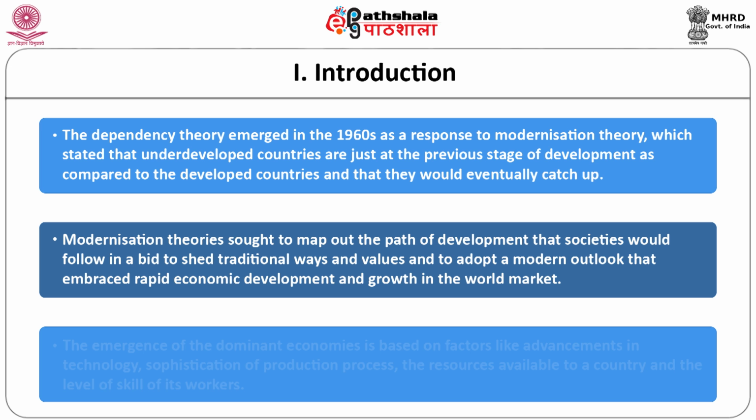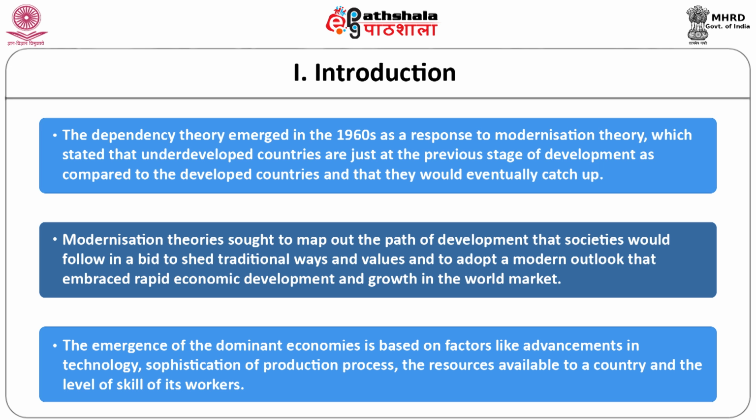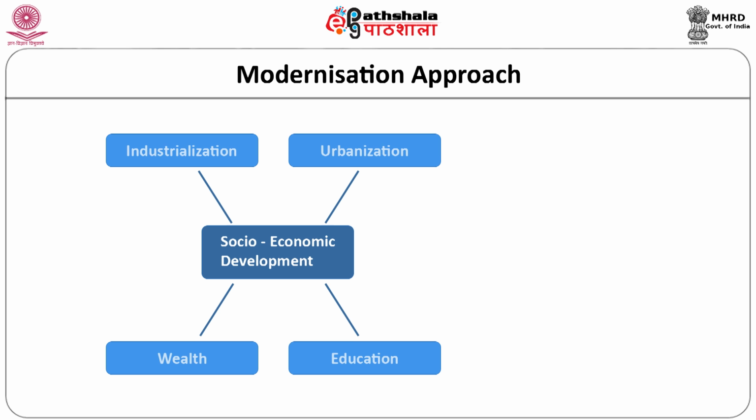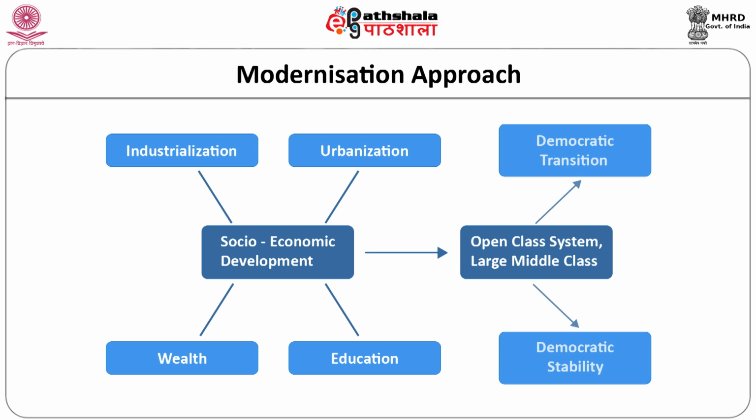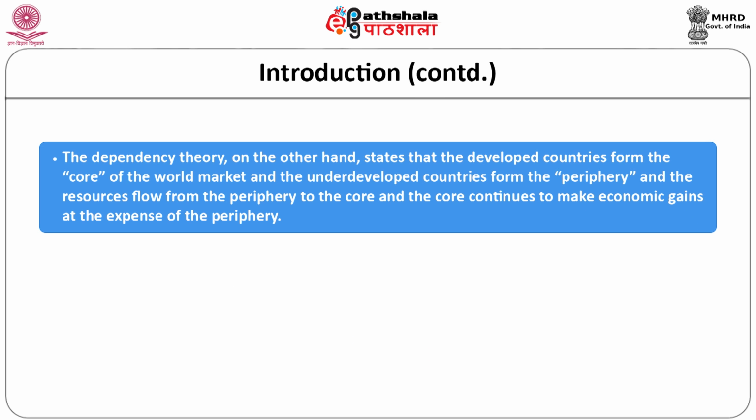The emergence of the dominant economies is based on factors like advancement in technology, sophistication of production processes, the resources available to a country, and the level of skill of its workers. Dependency theory, on the other hand, states that the developed countries form the core of the world market and the underdeveloped countries form the periphery. Resources flow from the periphery to the core, and the core continues to make economic gains at the expense of the periphery.